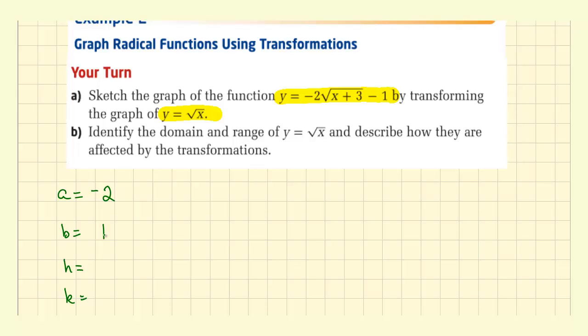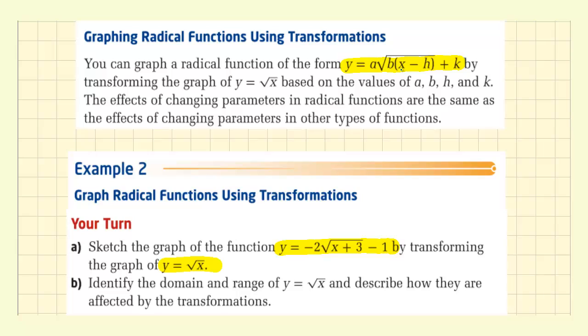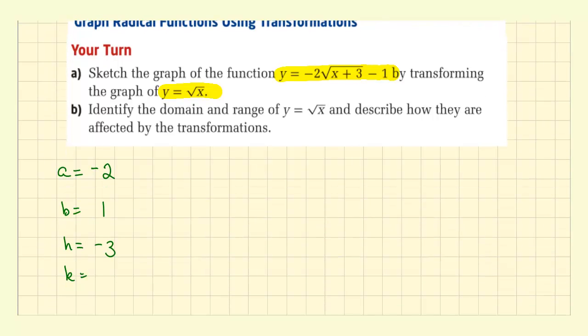The h value is often added to or subtracted from the x. Now we have to be careful. If there's a b value, we have to factor that out of these two terms. But in this case we don't, and we see that h is negative 3. Remember that in the function, it's always x minus h. So if we see x plus h, we know that our h value is negative. And our k value at the end here is negative 1.